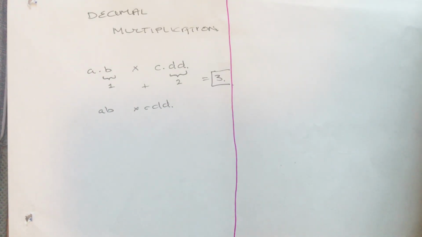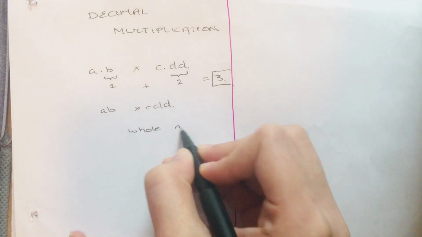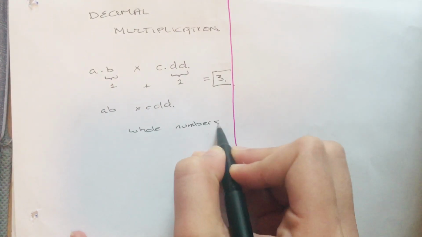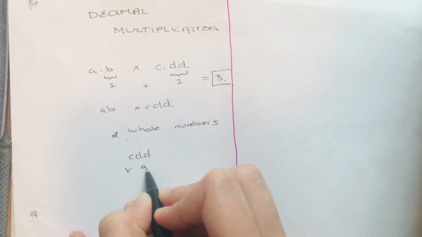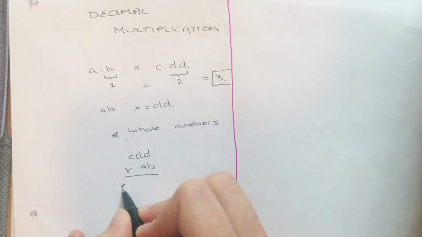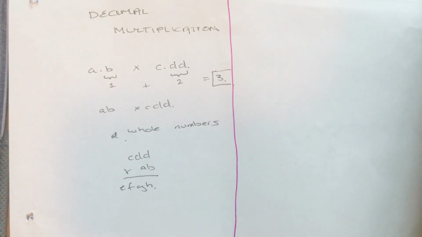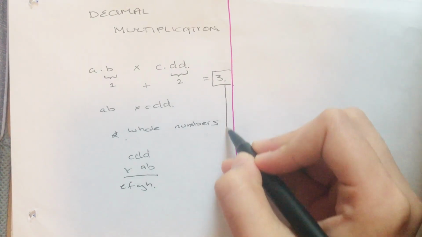Did you guys see? I removed the decimal points. You don't need to worry about them. Just multiply them like normal whole numbers. So that's going to be cdd multiplied by ab. And then when you get your answer, let's say efgh, you bring back the decimal points, the number that you had written here.